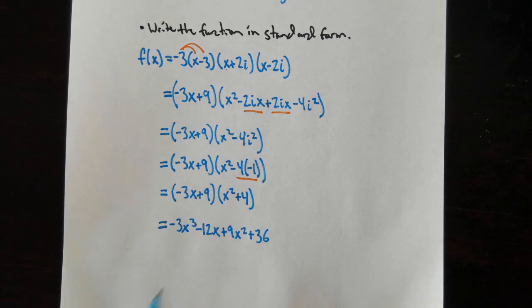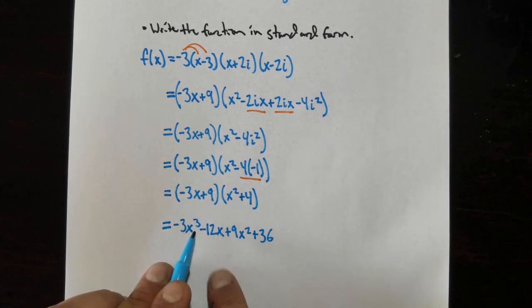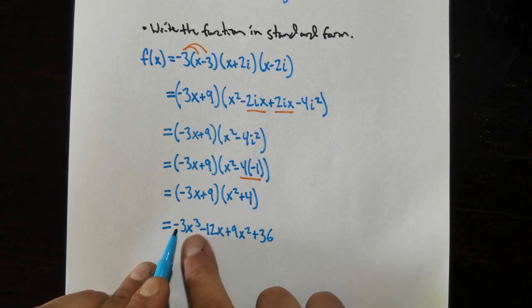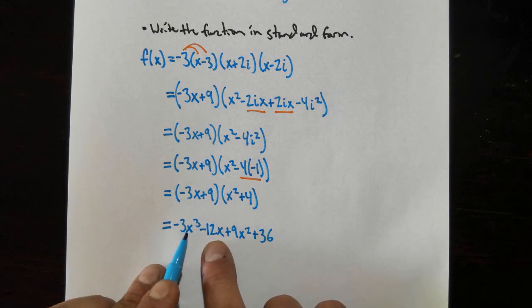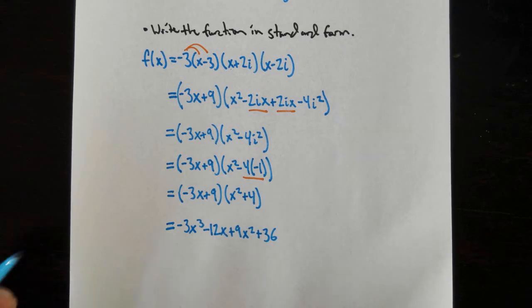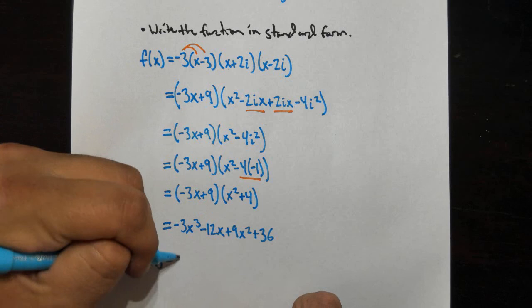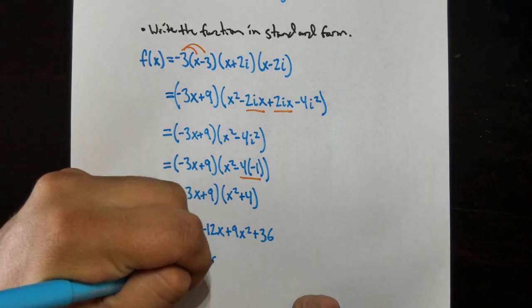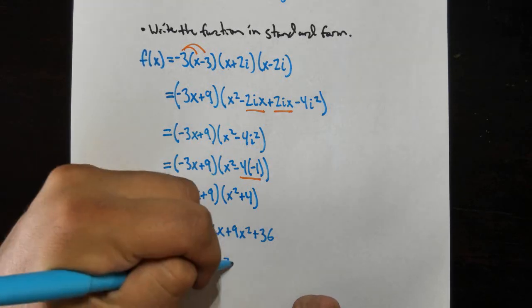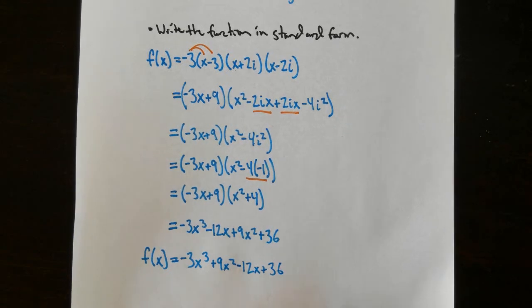One last thing, we don't have any like terms to combine, but notice that we do like to write our terms in descending order of degree. So the x cubed first, and then our next one would be x squared, and then x, and then our constant. So let's just rewrite this. I'm just going to move things around a little. I'm going to keep the negative 3x cubed out front. I'm going to move this one next, so plus 9x squared minus 12x plus 36. And that's how we do it.